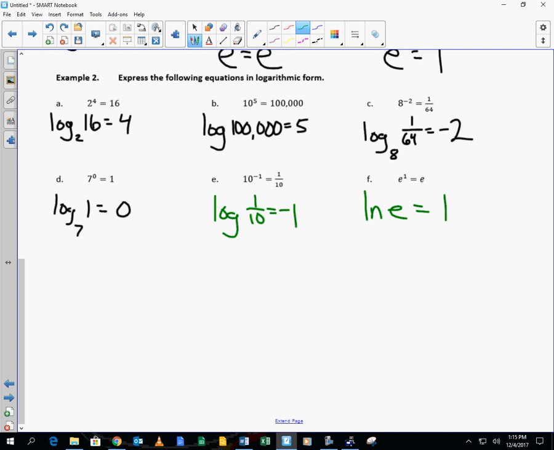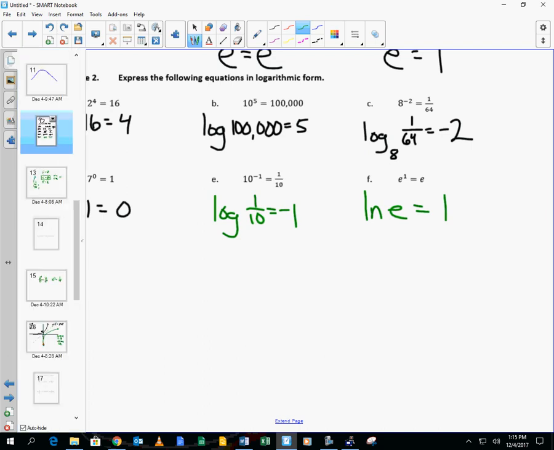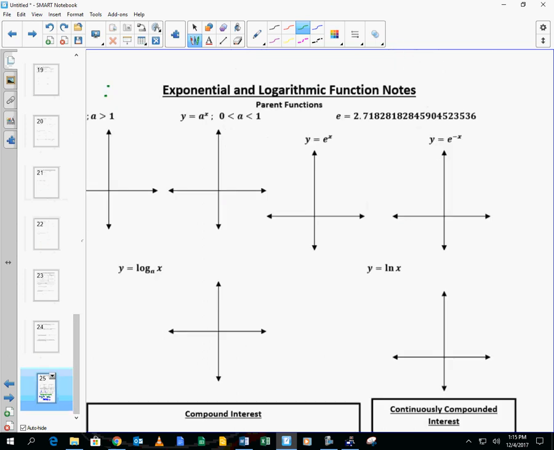So the first understanding of logarithms come with understanding exponentials and rewriting them back and forth. Everybody okay with that? Okay, now let's go to some of the more critical points of today. Flip to the very last sheet that you have.